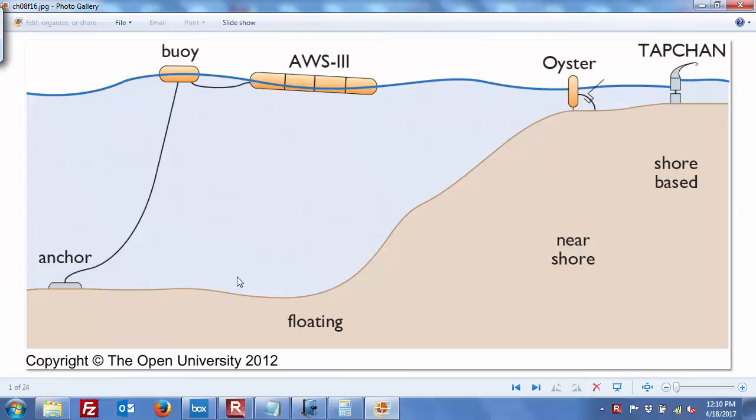All right. So the rest of this chapter on waves, we're just looking at a variety of different technology and where they might be. The good news is you could have one sitting out here floating, this one near the shore, and then another one that's more shore-based. So plenty of opportunities to harvest energy.